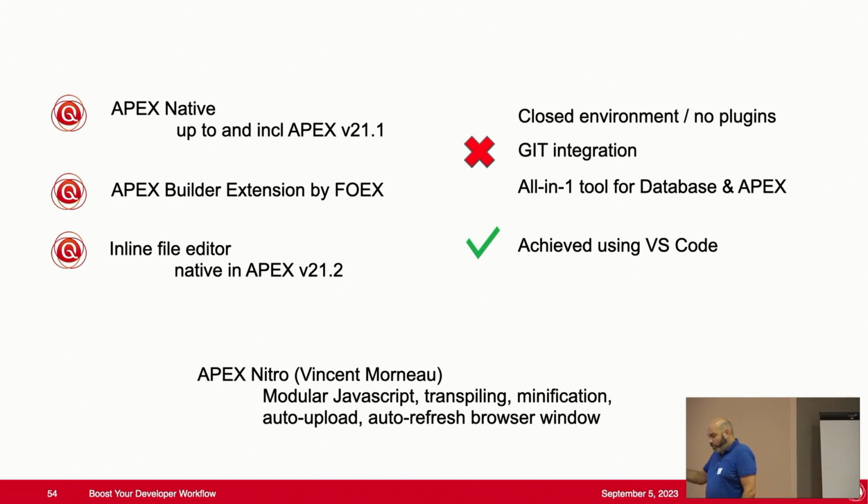Vincent, back in the days while working for Insum, created an even more sophisticated tool, Apex Nitro. If you want to know more about that, you can look up Apex Nitro or Vincent Monod, and it's doing minification and transpiling, etc. But it's more complex in my opinion, because that tool does it all automatically, and here I'm in control of when I'm sending things to Apex and to the database. So I'm in control instead of the tool.